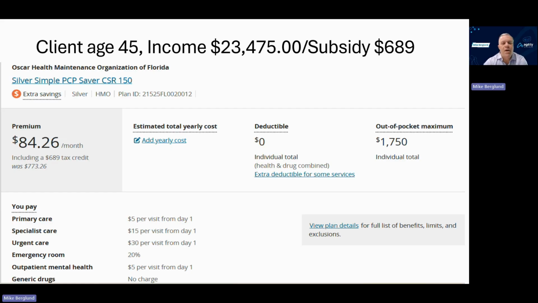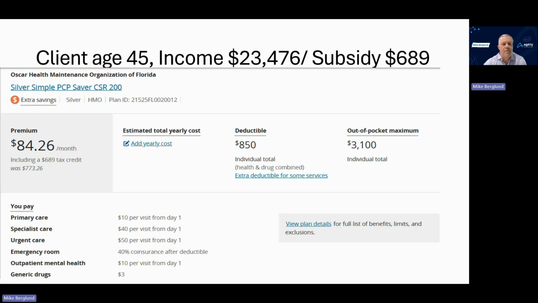So let's see what happens if we move it up $1. Let's remember the subsidy level was 689. Their premium's 84.26. So we're going to go up $1. Now this client, 45, is making 23,476. Their subsidy is still the same, 689. Their premium is still the same, 84.26. Same tax credit. But let's look at what it did to the plan.